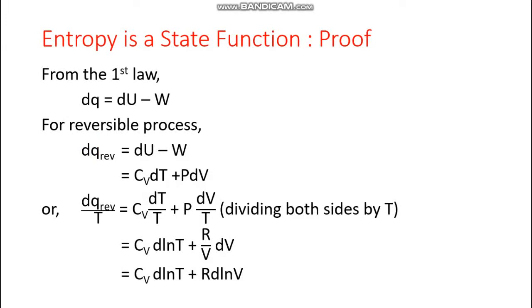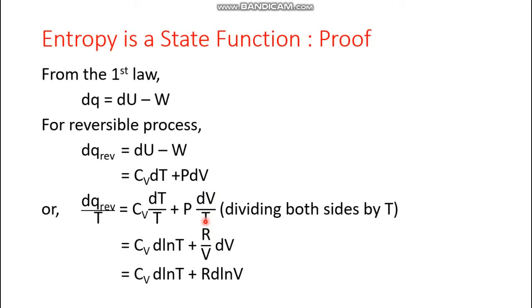We have to start from the mathematical form of the first law of thermodynamics, which is dq equals dU minus w. For a reversible process, instead of dq we can write dq reversible, and dU can be replaced by Cv dT, and minus w can be replaced by P dV, where Cv is the heat capacity at constant volume, P is the pressure of the system, and dV is the volume change. That means mechanical work. If both sides are divided by temperature T, on the left hand side we get dq reversible by T equals, on the right hand side, Cv dT by T plus P dV by T.